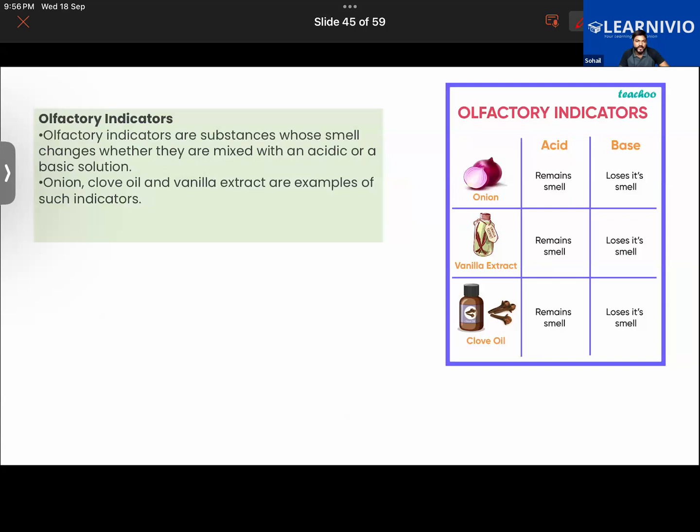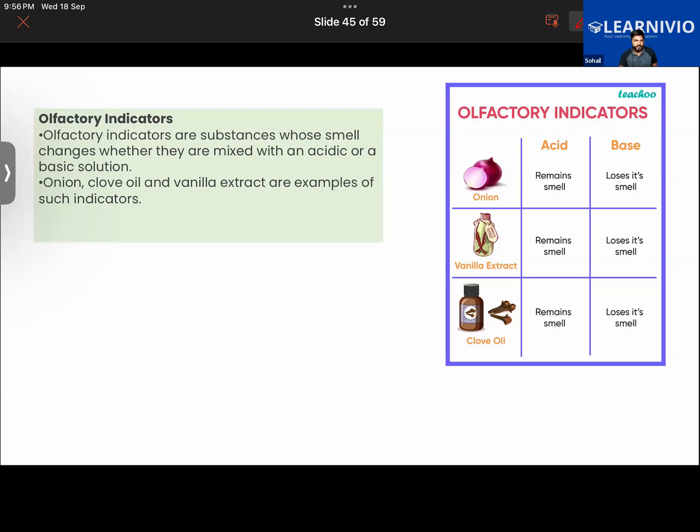Do tell me this one, how the phenolphthalein works. What color change will you observe? Sir, if we put acid in that solution, it will remain colorless, and if we put a base in, it will turn into red, I think. Pink. Yeah, pink.